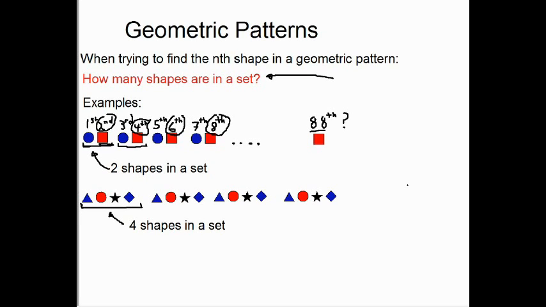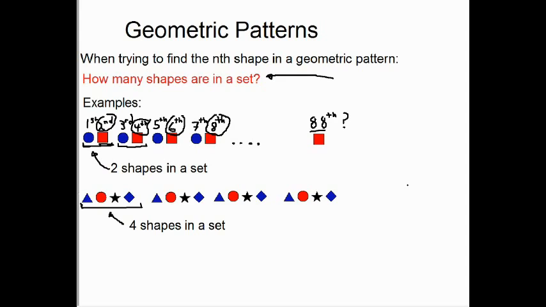When we're talking about even numbers, what we really mean is that they're all evenly divisible by 2. So again, the 88th shape had to be a red square, because 88 is divisible by 2, and we know that every second shape is a red square.